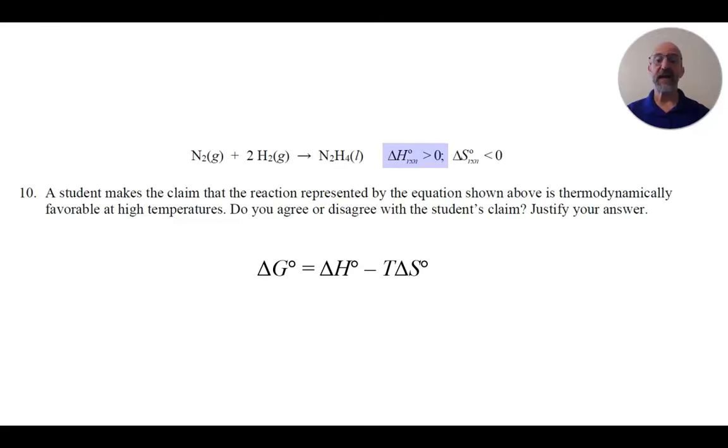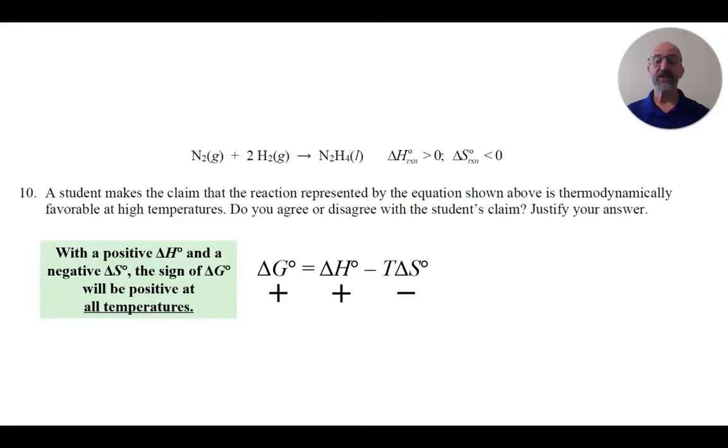The sign of delta H is positive. The sign of delta S is negative. So mathematically, the sign of delta G under these conditions must be positive. Remember that a negative delta G would be thermodynamically favorable, but a positive delta G is not thermodynamically favored. And in this case, with a positive delta H and a negative delta S, the sign of delta G will be positive at all temperatures. That means that this reaction is not thermodynamically favored at any temperature.